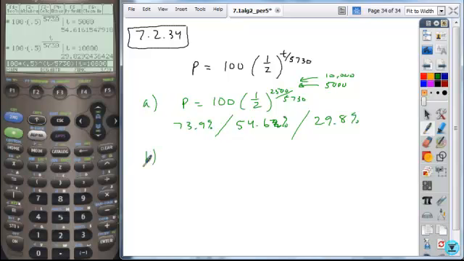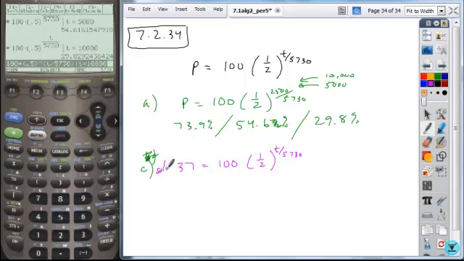Part B, I don't think I asked you to do. Part C. This one wants you to identify how much time has passed if you found a bone with 37% of the carbon. So here we know our P value, so now we're going to plug that in for P. Set it equal to our equation, 100 times 1/2 to the, our T is our unknown here.